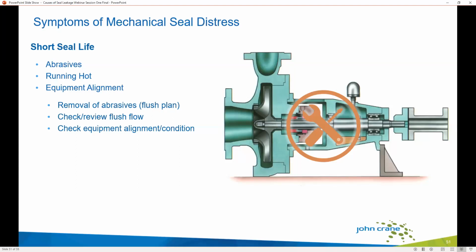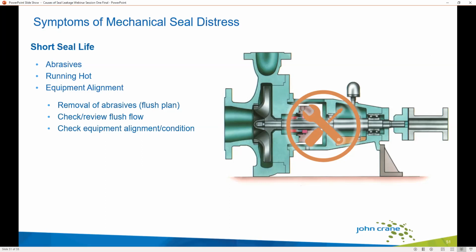So if we have abrasives within the process fluid, we have these hard particles that are getting between the seal faces and causing a rapid amount of wear. That can lead to short seal life. If the seal is running hot, if we take the seal apart and we've noticed a lot of thermal damage either on the seal faces or on the secondary seals, that can lead to short seal life. And then there's a number of issues that are tied in with equipment alignment as well.